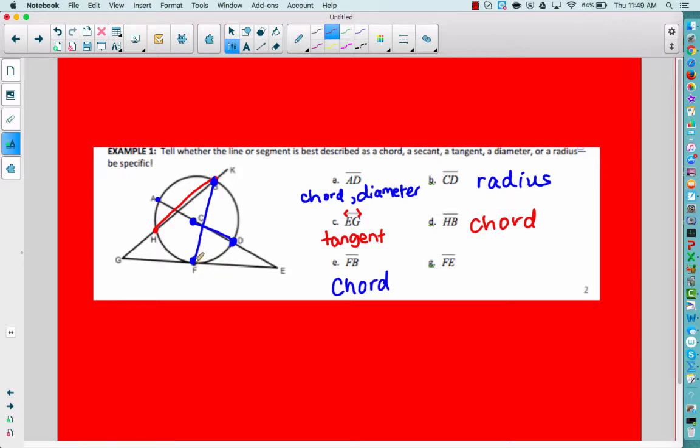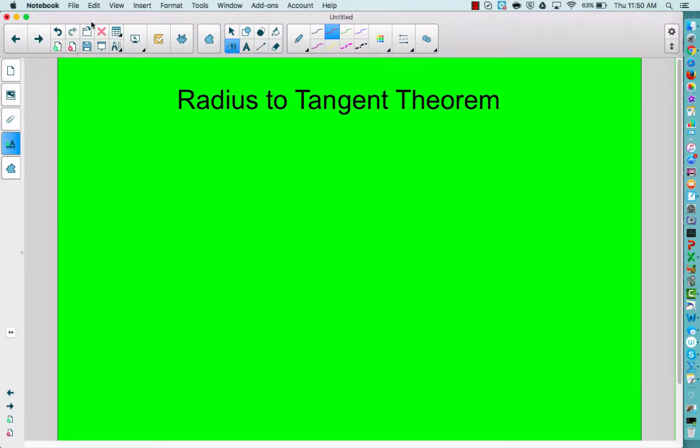FE, you might be saying, is a segment. That segment actually touches the circle in one point, so it is a tangent segment. Segments and lines can both be tangent to a circle, okay? All right, so you are going to have to know your terminology. May be helpful for you to make a Quizlet. Now we're going to put it to use.